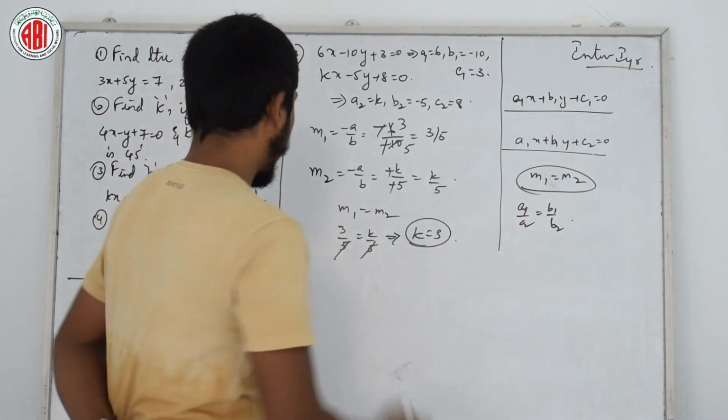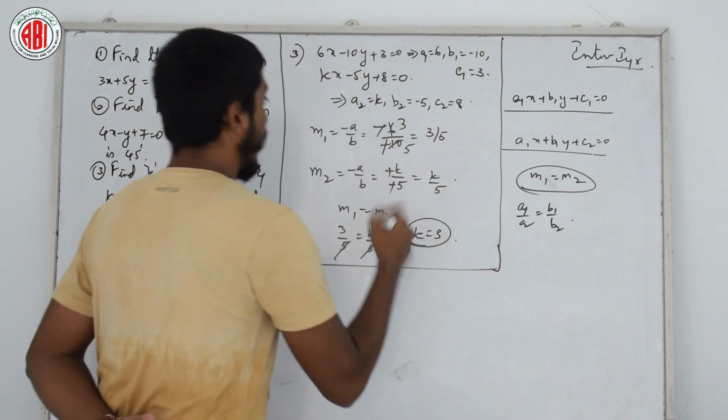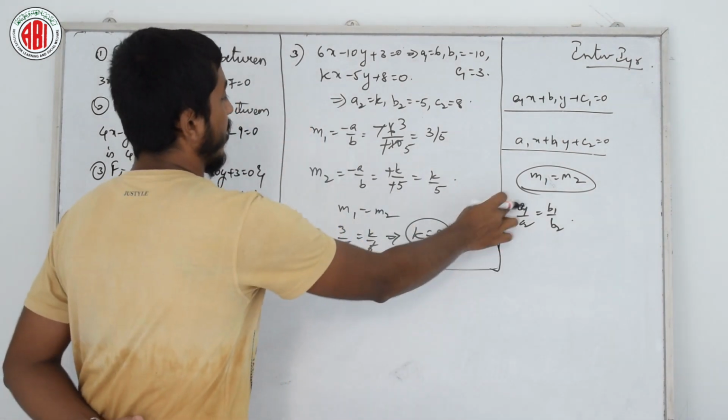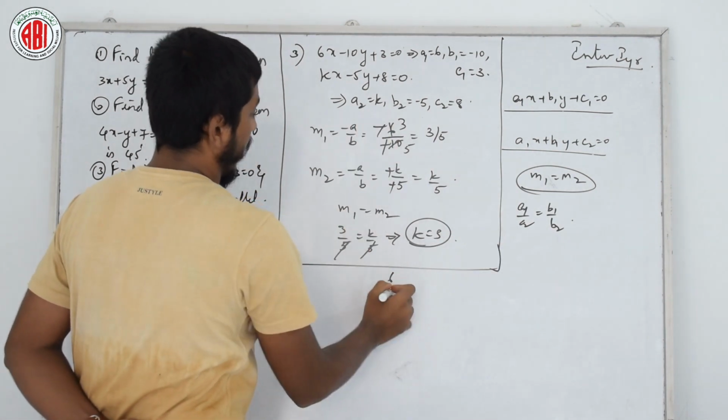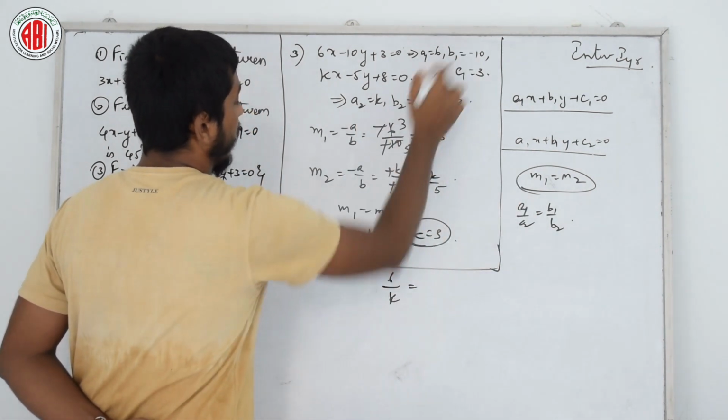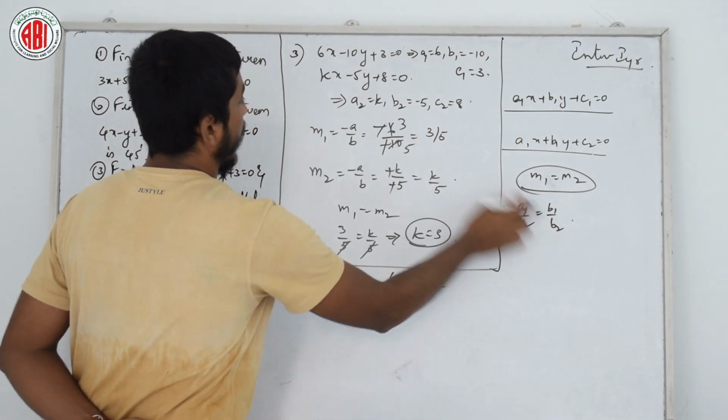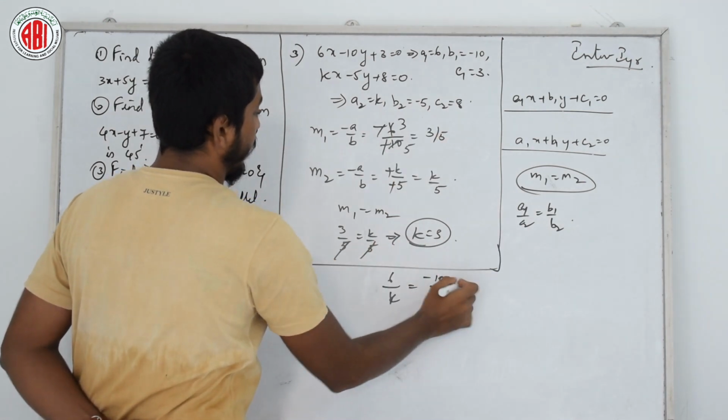Now let us check the same with the second condition. Shall we do? Let's do that. We will do all kinds of problems within this problem. See here. What is a1? 6. What is a2? k. What is b1? Minus 10. What is b2? Minus 5.